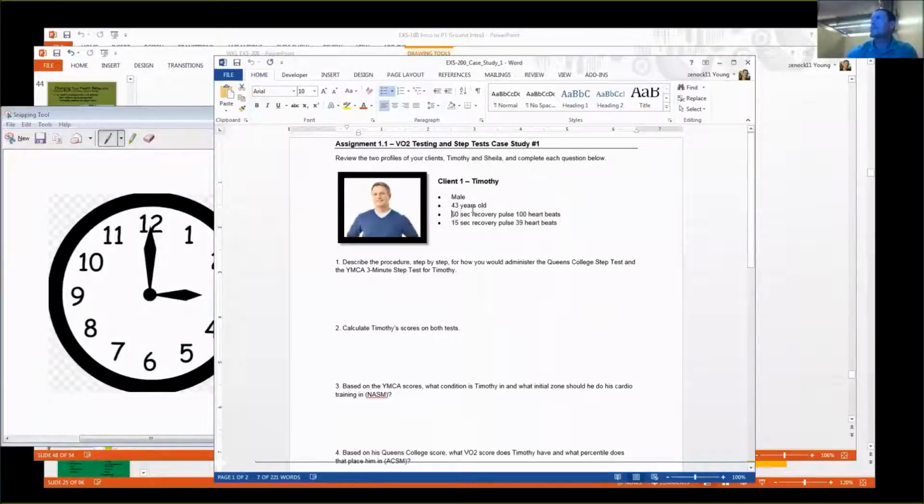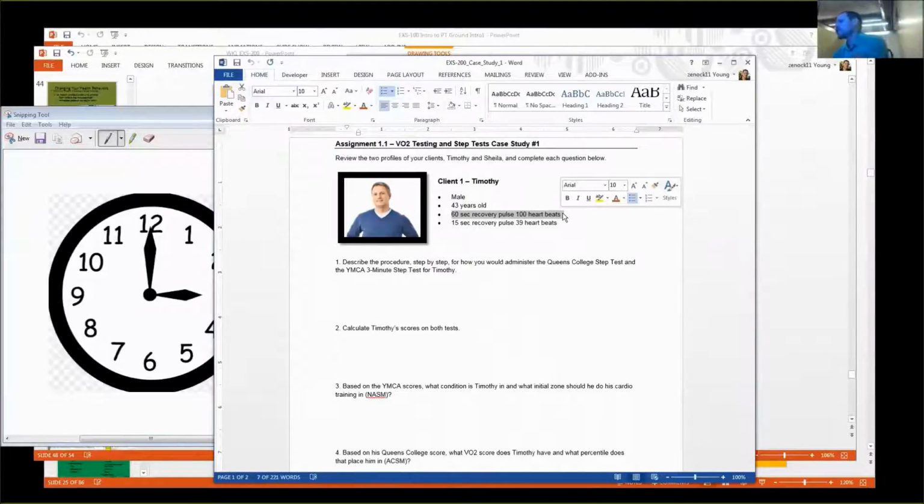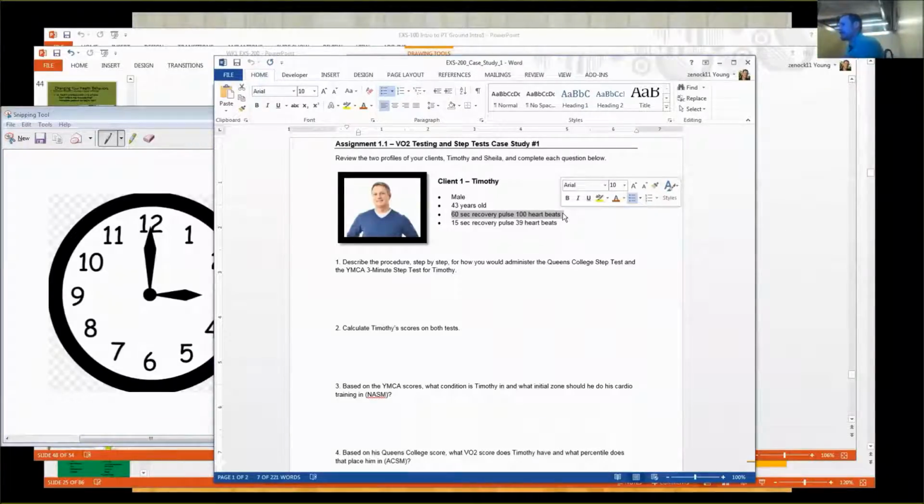Now, for Timothy, let's go to the YMCA one. For Timothy, we're going to go into our NASM textbook, and we need to look at a chart. Oh, sorry, before we leave the ACSM textbook, flip the page over to go to 329 and 330.